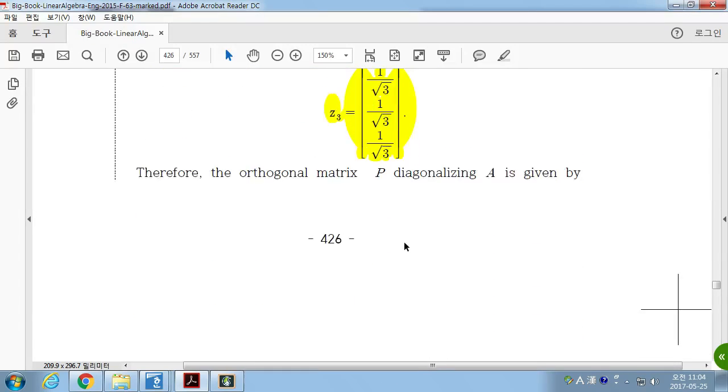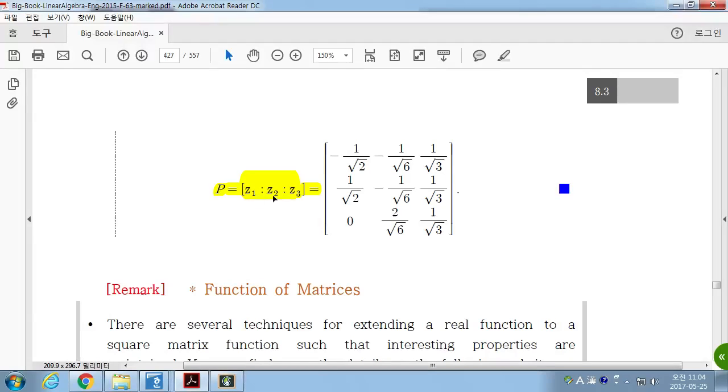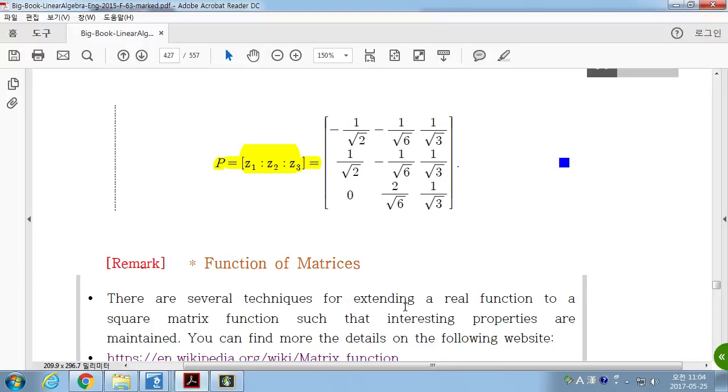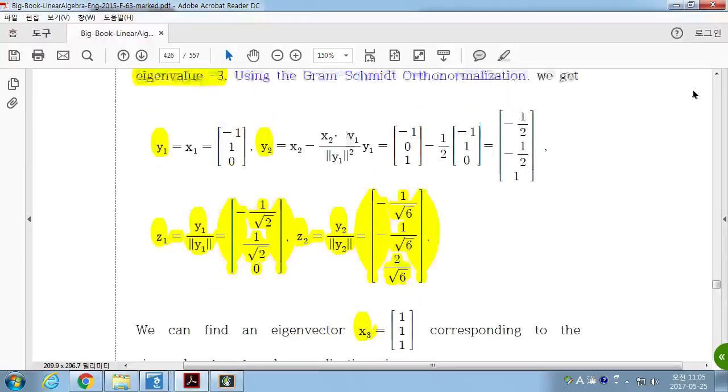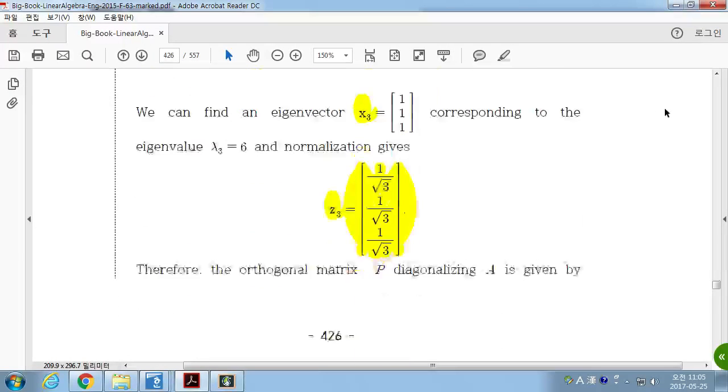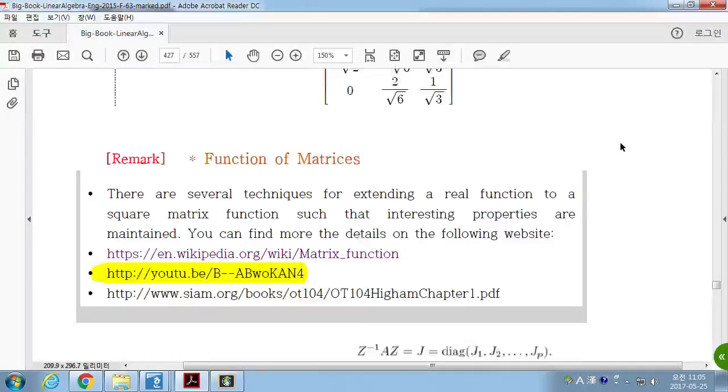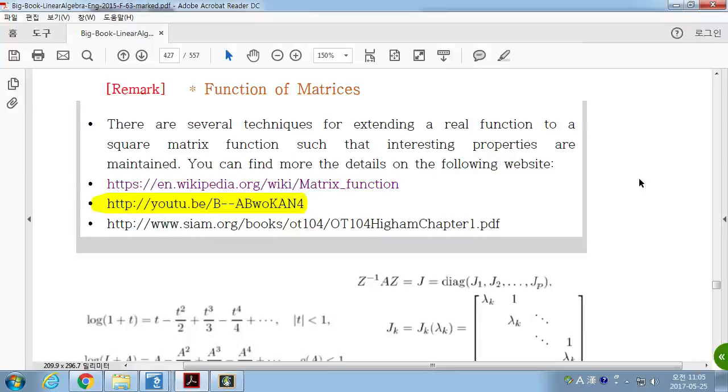So you form a matrix P whose column vectors are g1, g2, and g3, which are all orthonormal eigenvectors. Then you will have P inverse AP, which is P transpose AP, equal to a diagonal matrix with -3, -3, and 6. Okay. That's it. That's the end of section 8.3. Any questions? Yes.